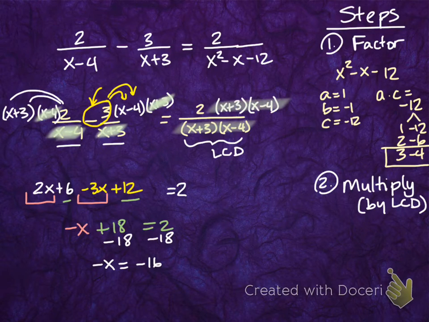We want our x to be positive, so we're going to divide by a negative 1. That's just going to get rid of our negative. We end up with x equals positive 16. And that's your answer.